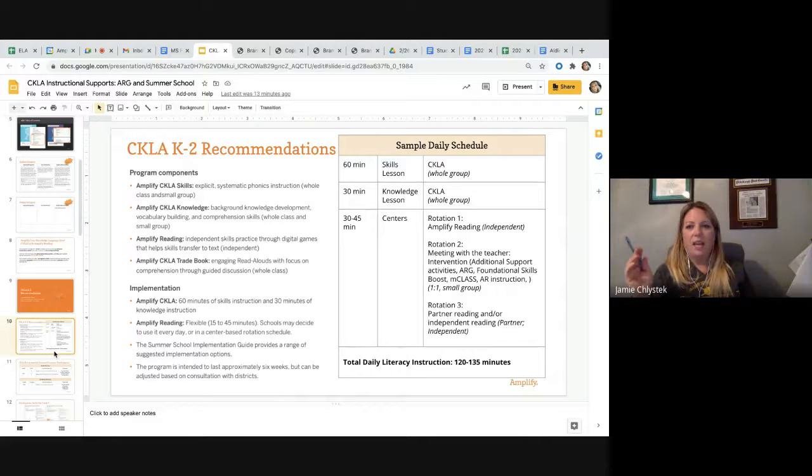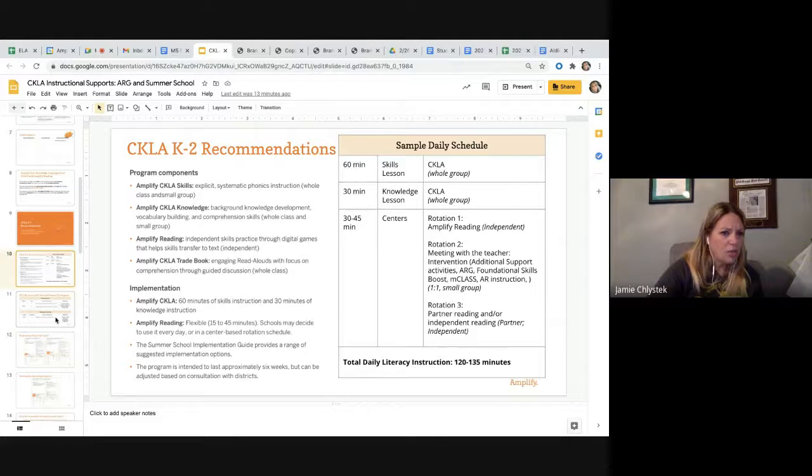Some of our partners use Amplify Readings, which is why you see that here. But using things like we were talking about, the assessment remediation guide lessons and the foundational skills boost modules that we have available to you in independent, small group, and partner types of rotations. So that's sort of an intervention block, time outside of the core.